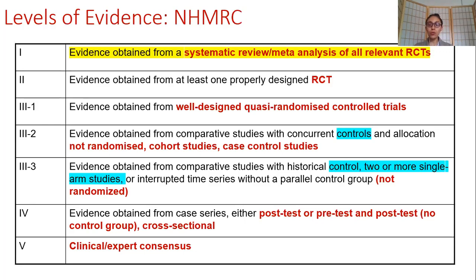And this you have gone through again in detail in earlier lectures, the NHMRC level of evidence. If you see level one evidence, it is a systematic review or meta-analysis of all relevant randomized control trials for the research question that you're investigating. So if you have a systematic review of randomized control trials, this is considered the top level of evidence.